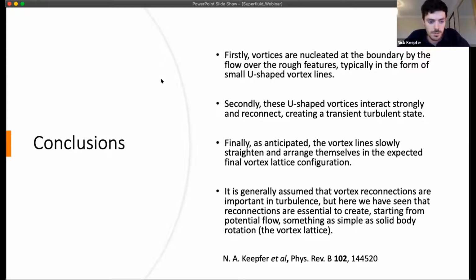But essentially, the main key points of this work were that we showed that even for something as simple as a vortex lattice, how you get there has not really been investigated before. And we find that interactions and reconnection events are vital to actually forming this vortex lattice, and it hasn't really been looked at before. So we think it's quite an important result, and it's great that we were able to simulate it. I'm happy to take any questions now if you might have any.